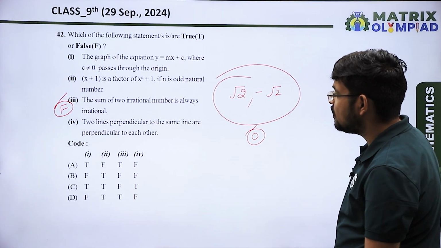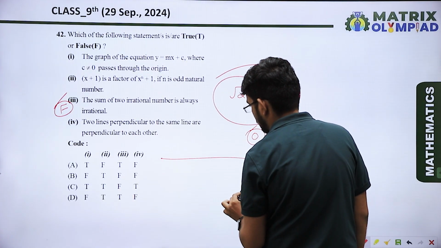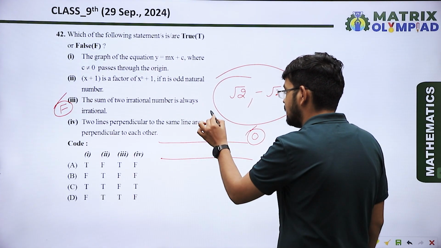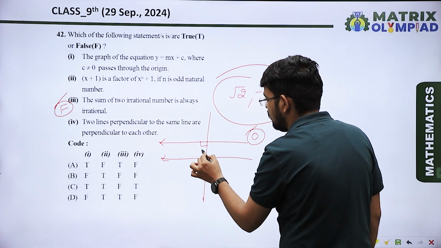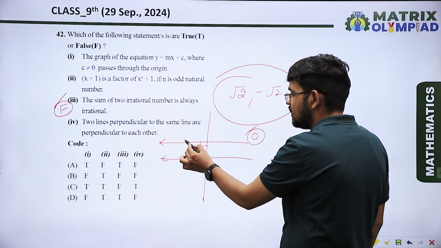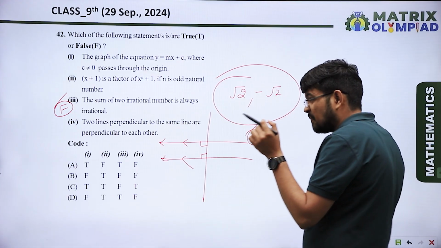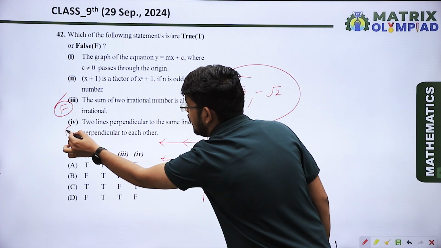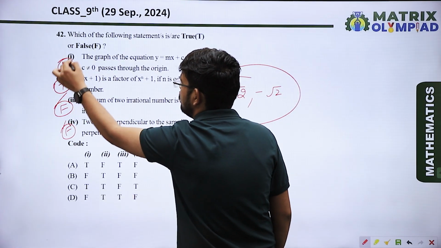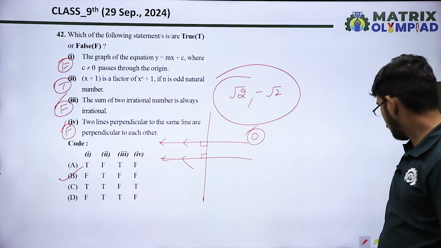Two lines perpendicular to the same line are perpendicular to each other. Just assume these two lines are perpendicular to the same line. Are they perpendicular to each other? It is not necessary. These are parallel. It means this one is also false. So the first one is false, the second one was true. So FTFF, option B is the correct answer.